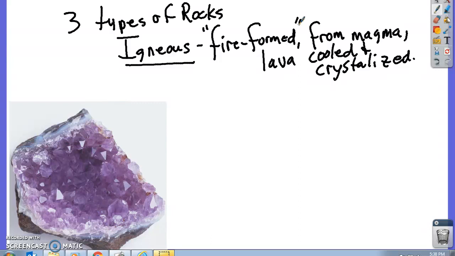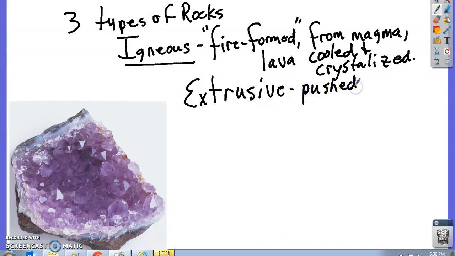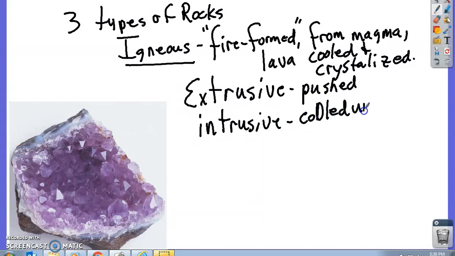Okay. If they are formed above the Earth's surface, these are called extrusive. Extrusive, X as in exit, so they exited the surface. They formed above ground. Extrusive actually means pushed out. So the magma, if you will, was pushed out of the ground and became lava. Those would be extrusive rocks. Intrusive technically means pushed into, but basically they stayed in, they cooled while they were still underground. So above ground and underground rocks.